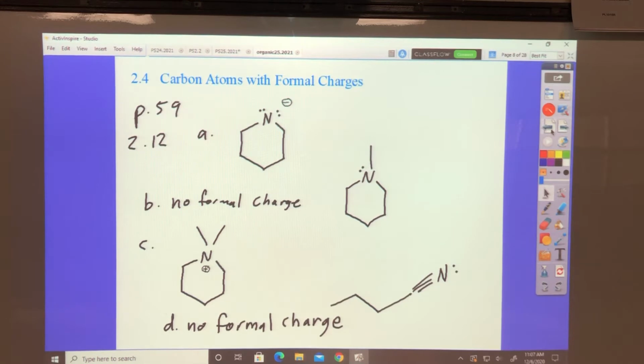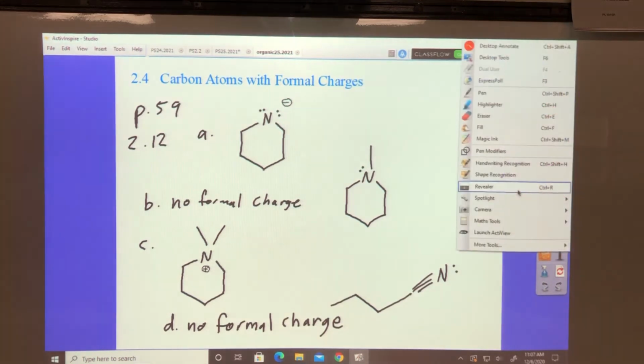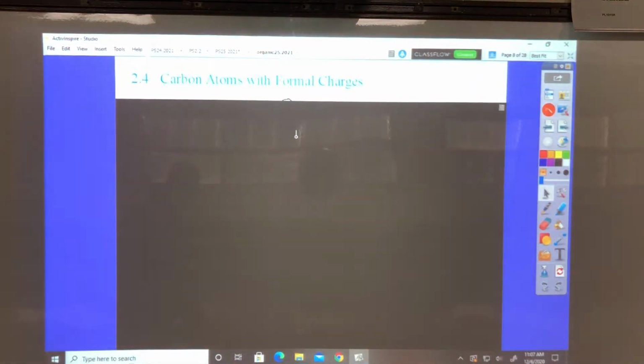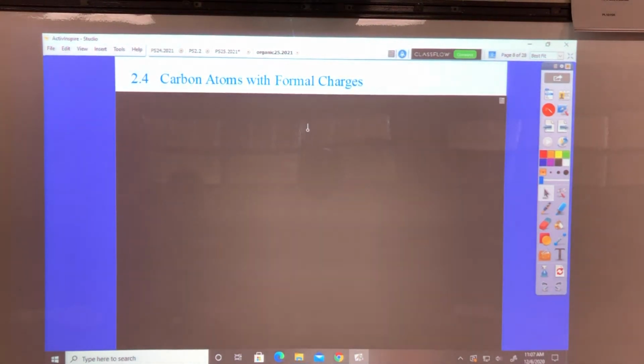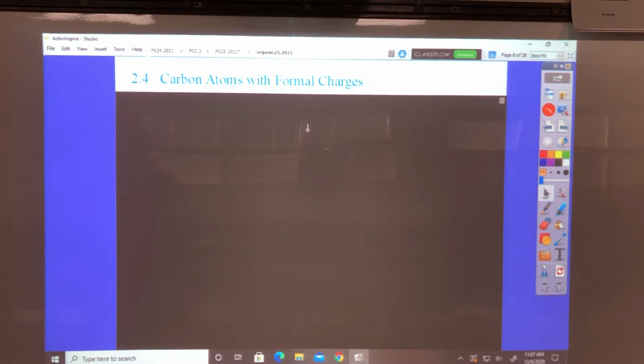Okay, going on to the next section, 2.5. Carbon atoms with formal charges. This is page 59, 2.12.